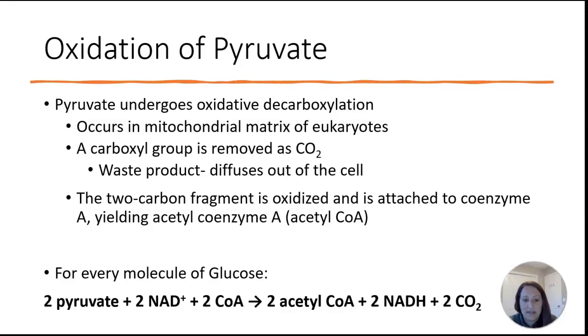Pyruvate gets oxidized. And then this molecule here, coenzyme A, we need 2 of them, 1 for each pyruvate. And so in the end, we have 2 molecules of acetyl-CoA. Okay, those are our products.